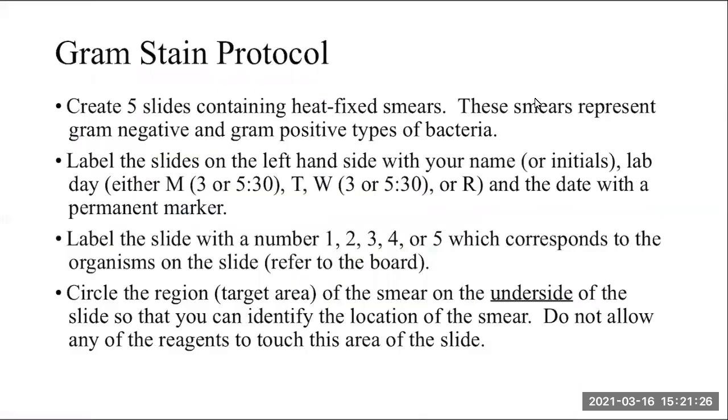So pretty much what you would do in this is you would create 5 slides containing heat-fixed smears. The smears that you would be making, there would be 3 tubes. One tube would be gram-positive, another tube would be gram-negative, and another tube would be gram-positive and gram-negative. So you would be making smears from each of the tubes.